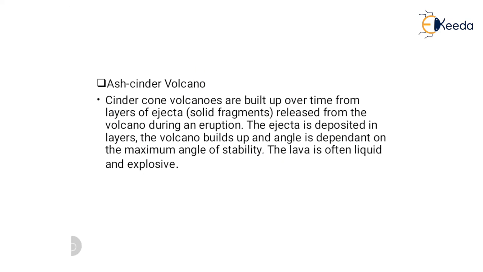Then ash cinder volcanoes. See, ash cinder volcanoes, or cinder cone volcanoes, are built up over time from layers of ejecta. Solid fragments are released from the volcano during an eruption. These fragments are deposited in layers around the volcano. The angle it builds up depends upon the maximum angle of stability. The lava may be liquid or explosive.